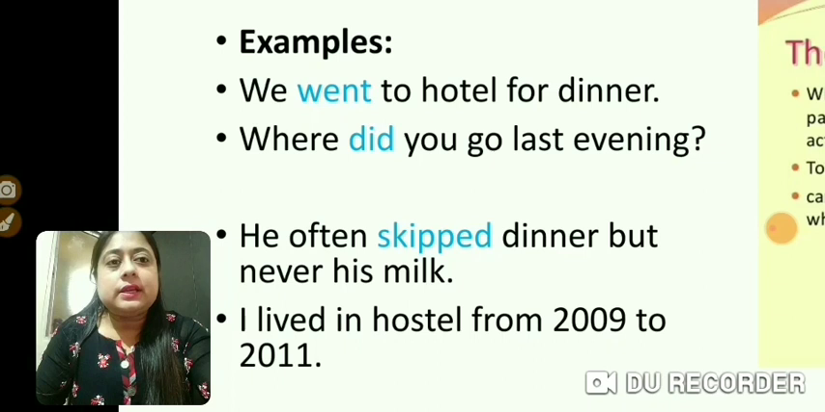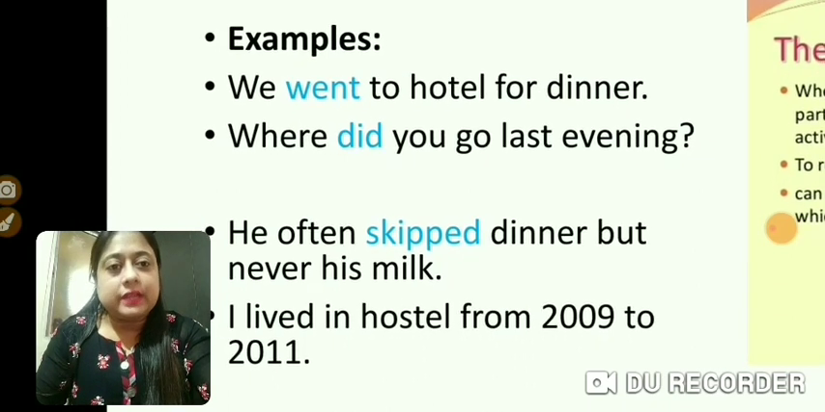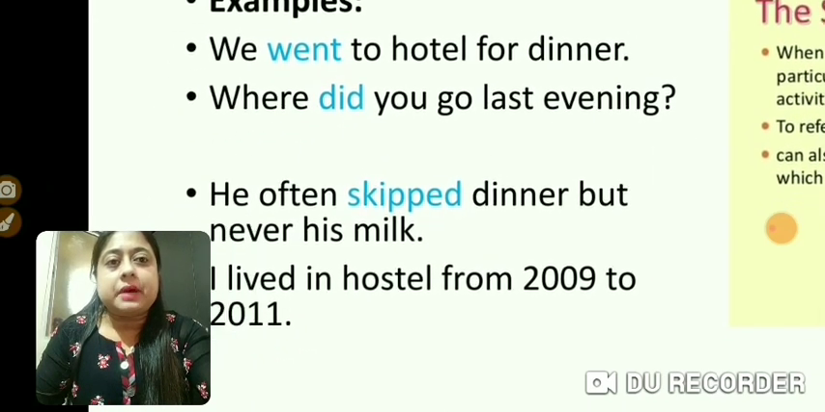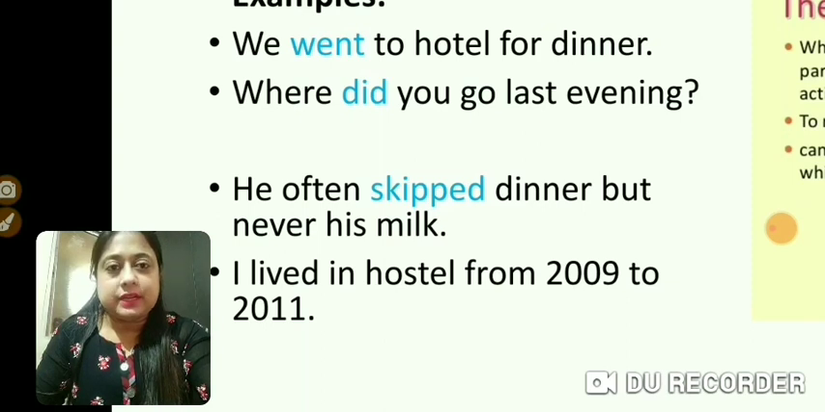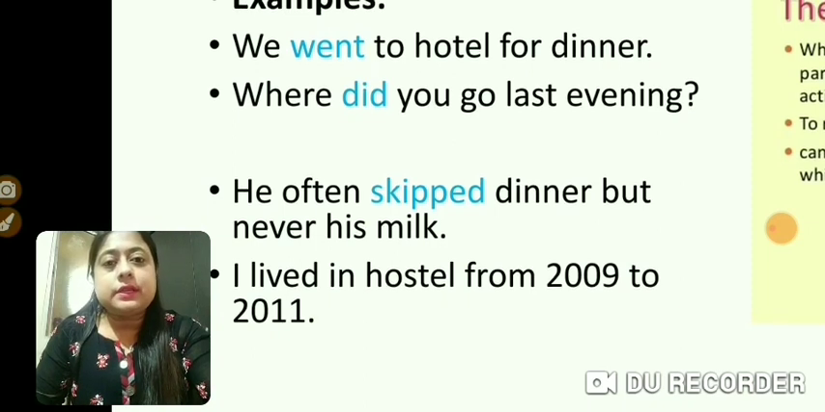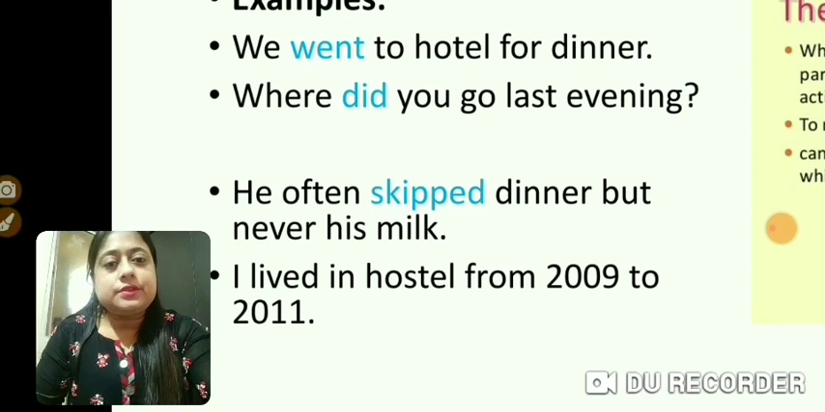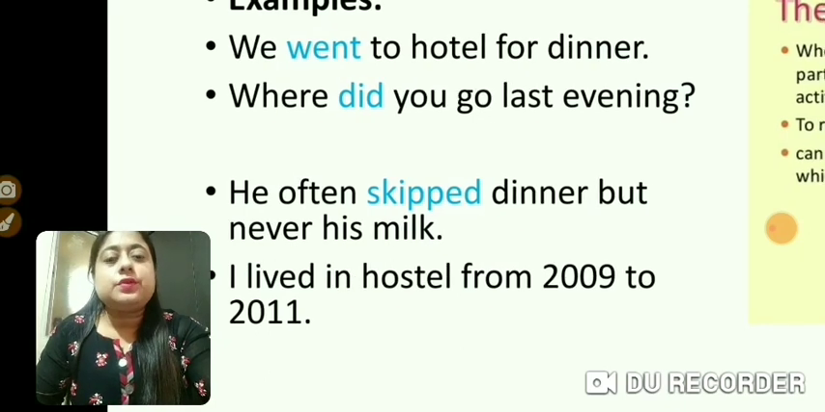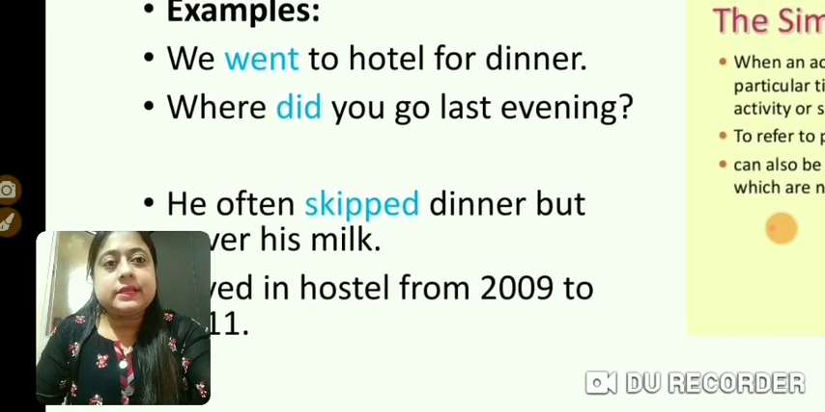Something which is a past habit, let us say, example: He often skipped dinner but never his milk. So this was his habit in the past, that he used to skip the dinner but used to take his milk. And something which existed in the past but not now, that is an example of that. Let us see. I lived in hostel from 2009 to 2011. Not in present, I don't live over there, but I used to live from 2009 to 2011. Something which was done in past but not now. It does not exist anymore.